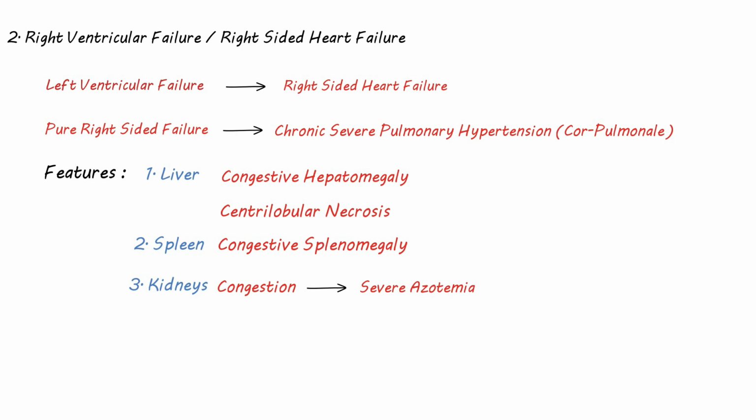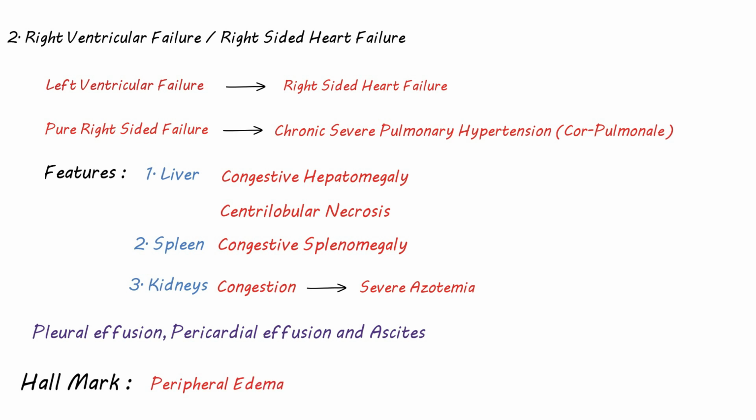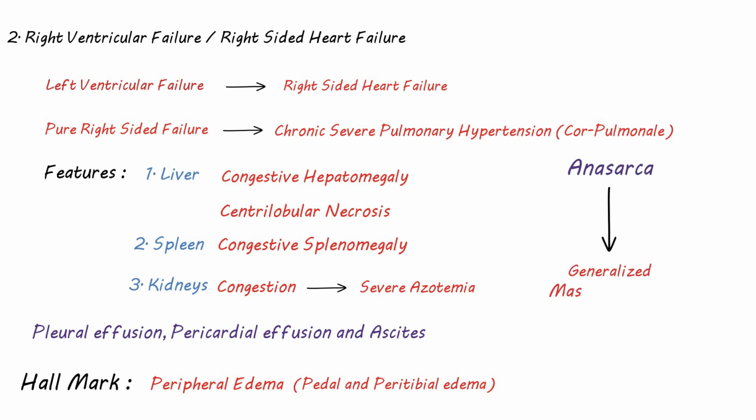The congestion is more prominent in right ventricular failure than left ventricular failure. Pleural effusion, pericardial effusion, and ascites are also seen. The hallmark is peripheral edema of the dependent parts of the body, particularly pedal and peritibial edema. Anasarca is the generalized massive edema seen in heart failure.